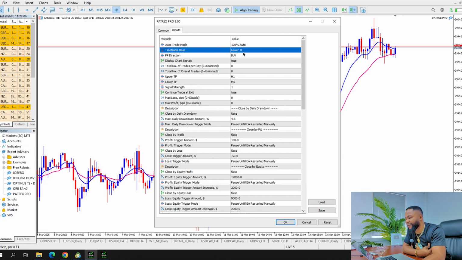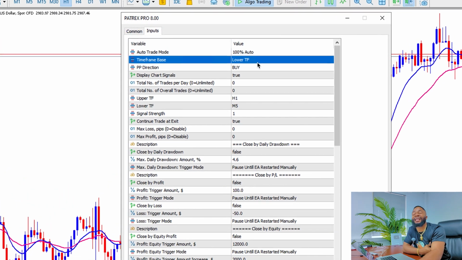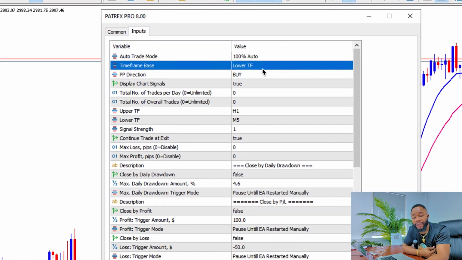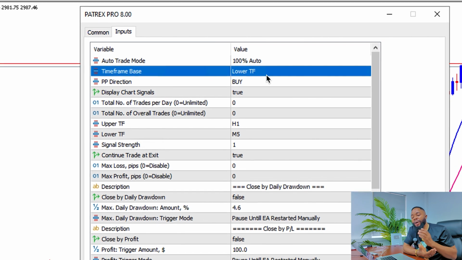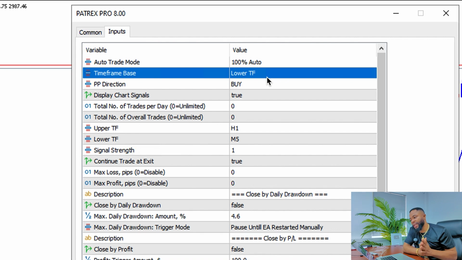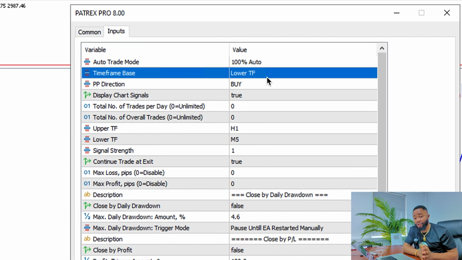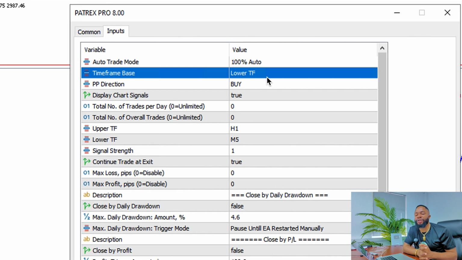You can choose time frame based, lower TF. Remember, this robot is trend dependent. The robot doesn't want to trade against the trend. This robot only trades with the trend, meaning if the trend is bullish, the robot is only going to be buying, looking for bullish opportunities. If the trend is bearish, the robot is only going to be looking for bearish opportunities. The robot doesn't want to trade against the trend. So I just want to make that very, very clear. But now you can choose where the robot should focus to place the trade.